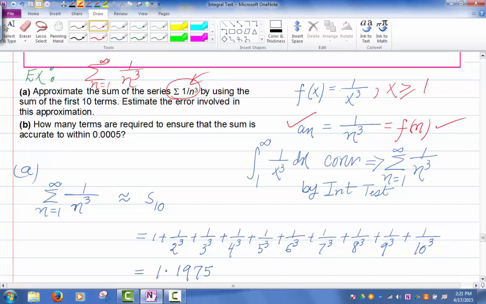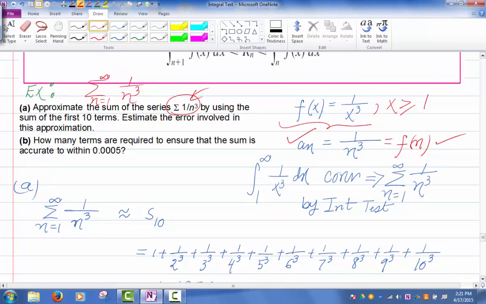So I have the function f of x here, which is 1 over x cubed. The relationship of the function f with the series is that every term of the series is a special value of the function. Each term is the value of the function at some integer. Is that making sense? So now that we know that this series is convergent, we don't know the exact sum of the series, but we want to estimate the sum of the series. So let's estimate the sum of this series by using only the first 10 terms.